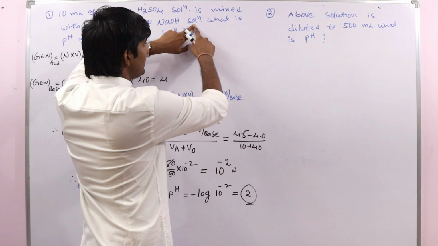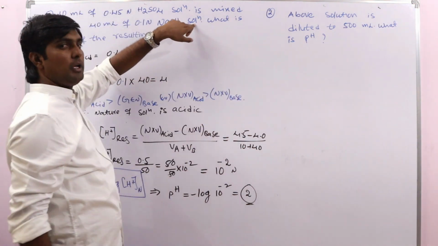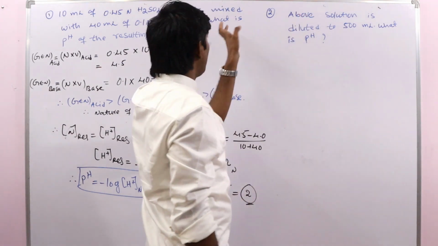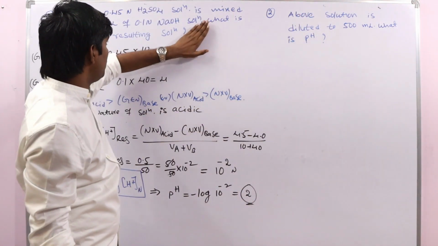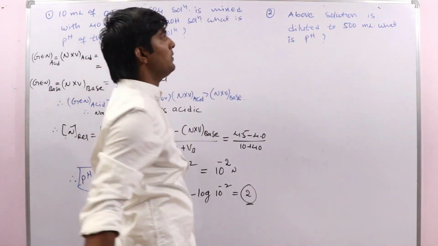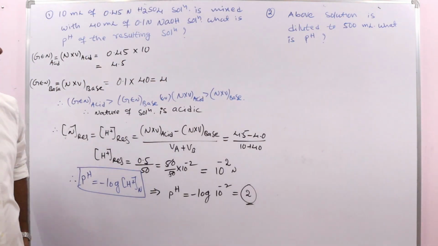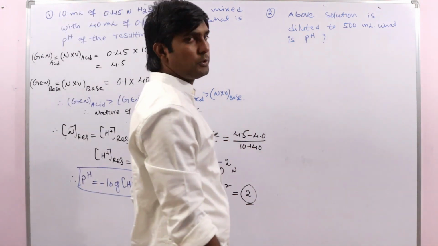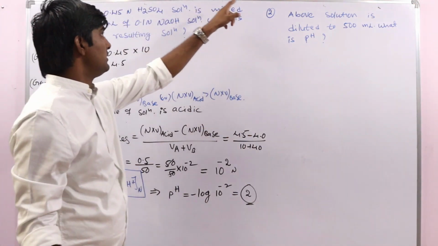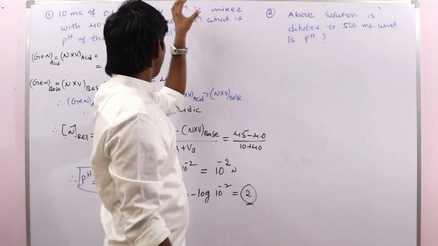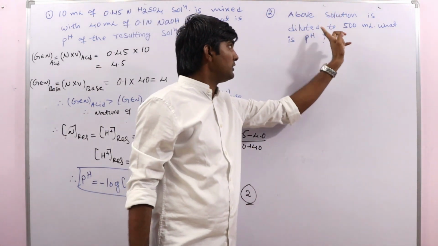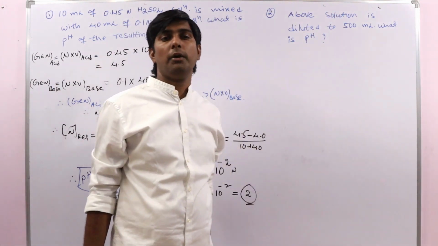From here onwards, the extension, the question may be given like this also. Okay, so to save time, I am writing here continuation, up to here same data. From here, the above solution is diluted to 500 ml. What is the pH of the final solution? Okay, same information. From here, this is the extension. First we mixed acid and base, and that solution is diluted to 500 ml.